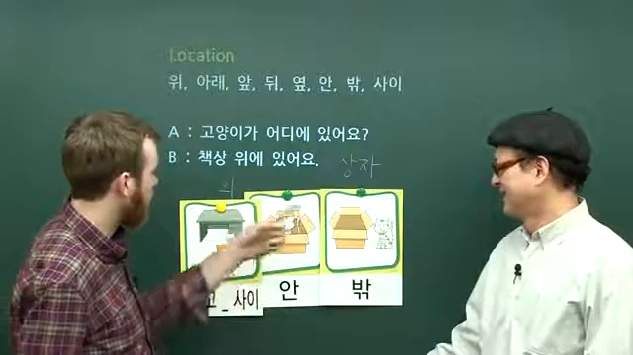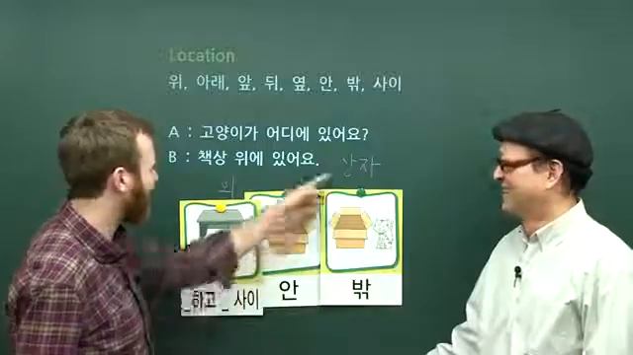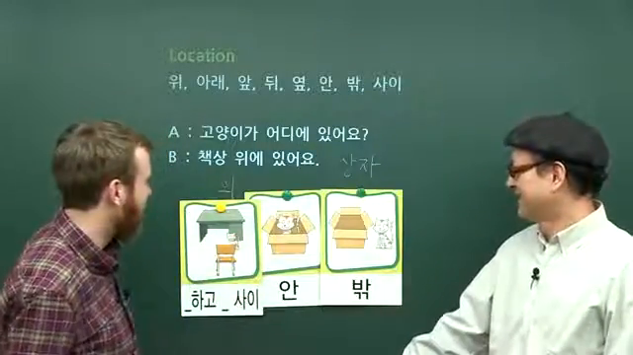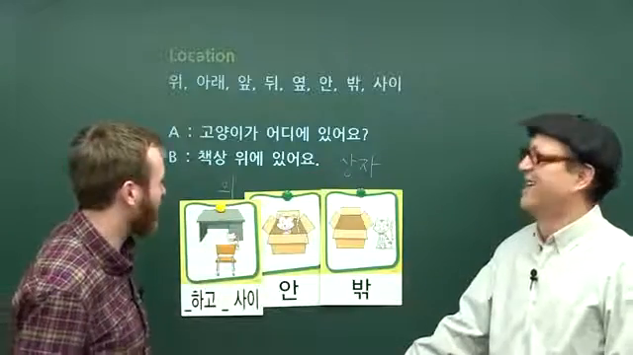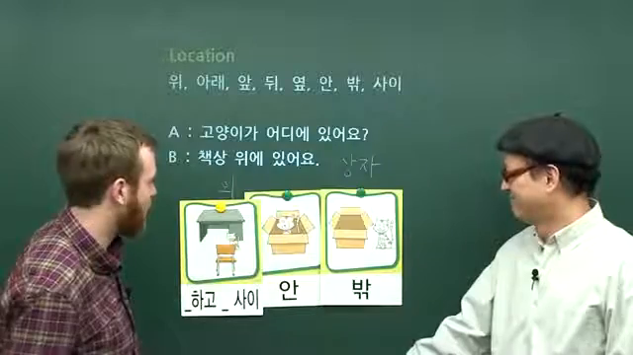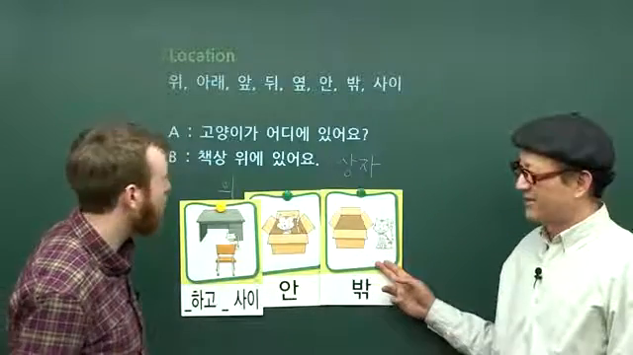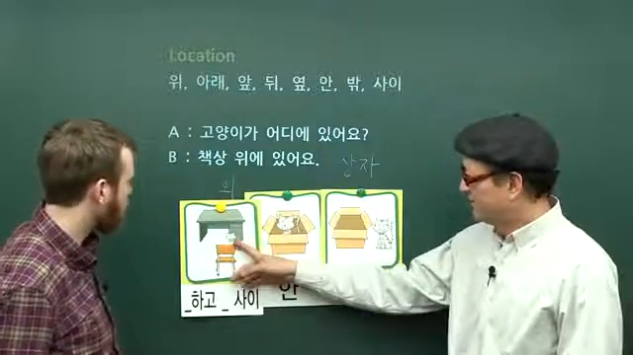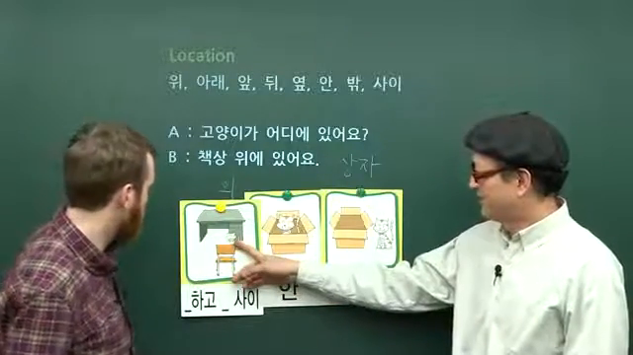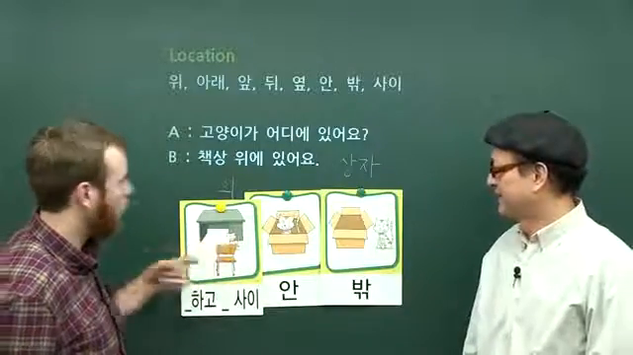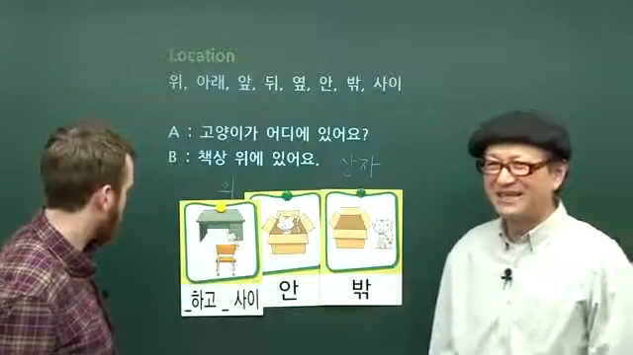고양이가 상자 안에 있어요. I obviously don't use this word very often. Yes, 상자 안에 있어요. 상자 밖에 있어요. 그러면 여기 fish 있어요. 생선. 생선이 어디에 있어요? 고양이 입에 있어요.